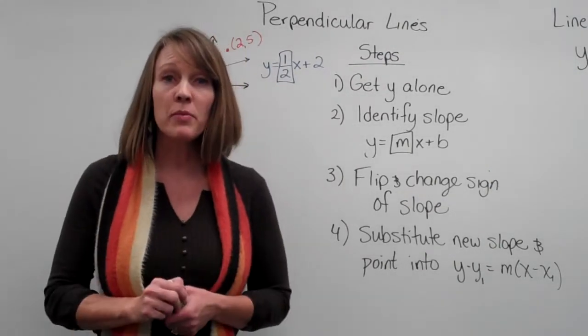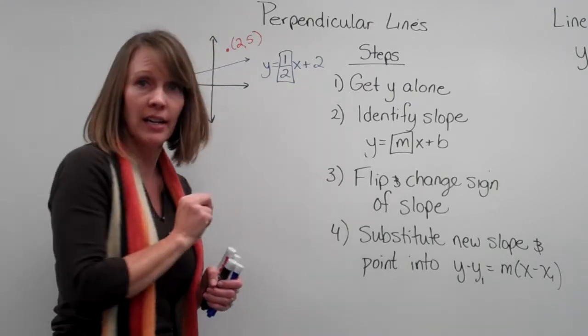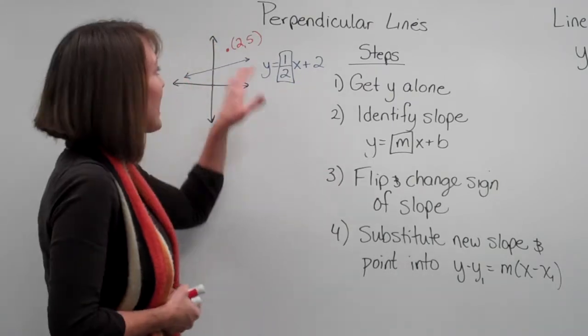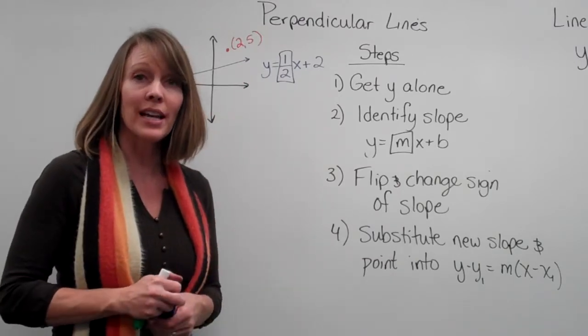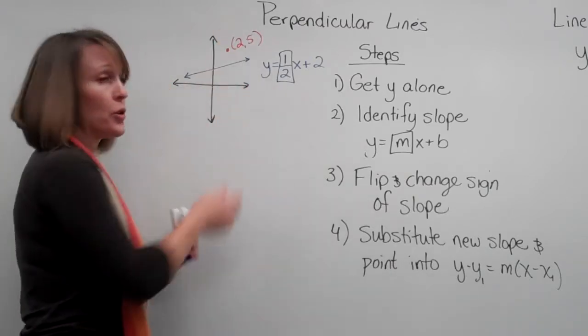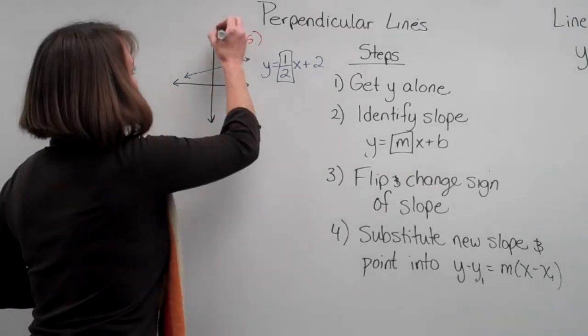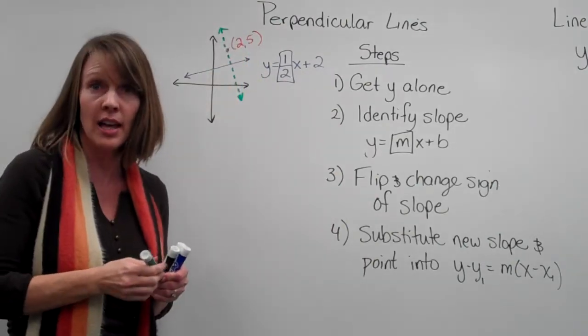All right, let's do the same thing with perpendicular lines. They're going to give you the equation of a line. They're going to give you a random point that is not on the line. And they're going to ask you to write the equation of the line that's perpendicular to the first one through that random point. So essentially, they are asking for the equation of this green dotted line.